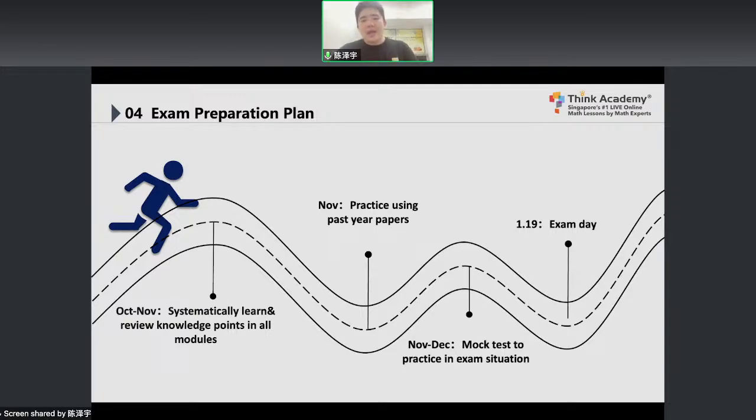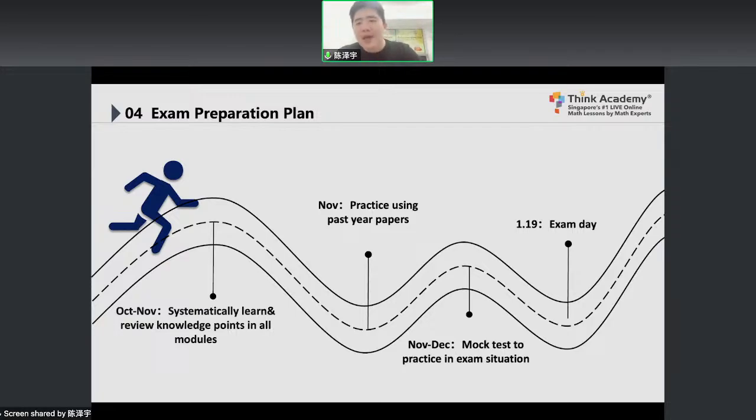The second good thing about the past year papers or the mock test is that you can get some practice doing exam simulation. You need to practice your allocation of time in a mock exam. Allocation of time in an exam situation is very important to get a high score in the AMC8 competition. That's why you need to do at least 4 to 5 mock tests from November to December.